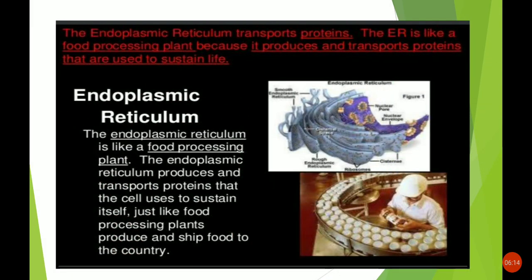Very good. Next is the endoplasmic reticulum. The endoplasmic reticulum transports proteins. So ribosomes make proteins and the endoplasmic reticulum transports proteins. The ER is the short form of endoplasmic reticulum. The ER is like a food processing plant because it produces and transports proteins that are used to sustain life.